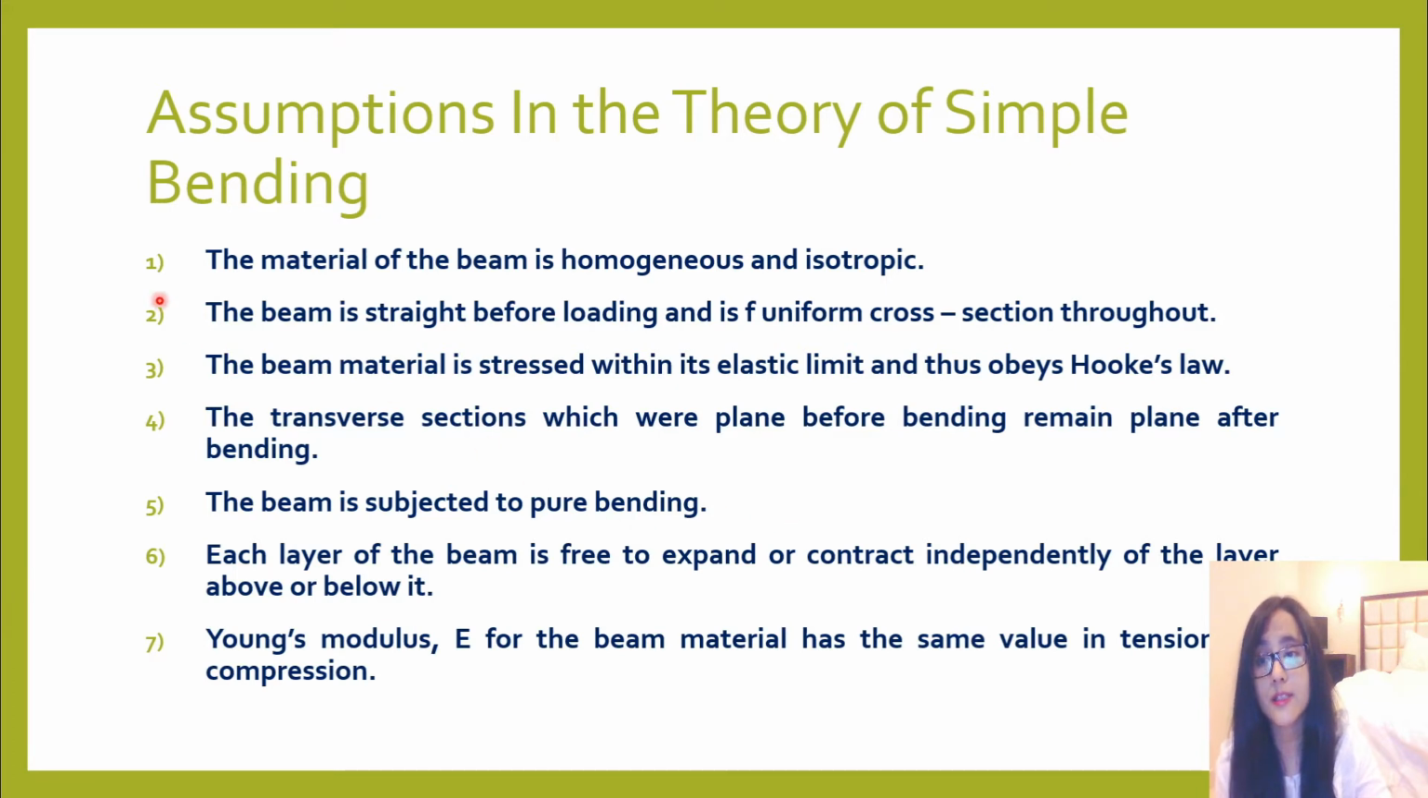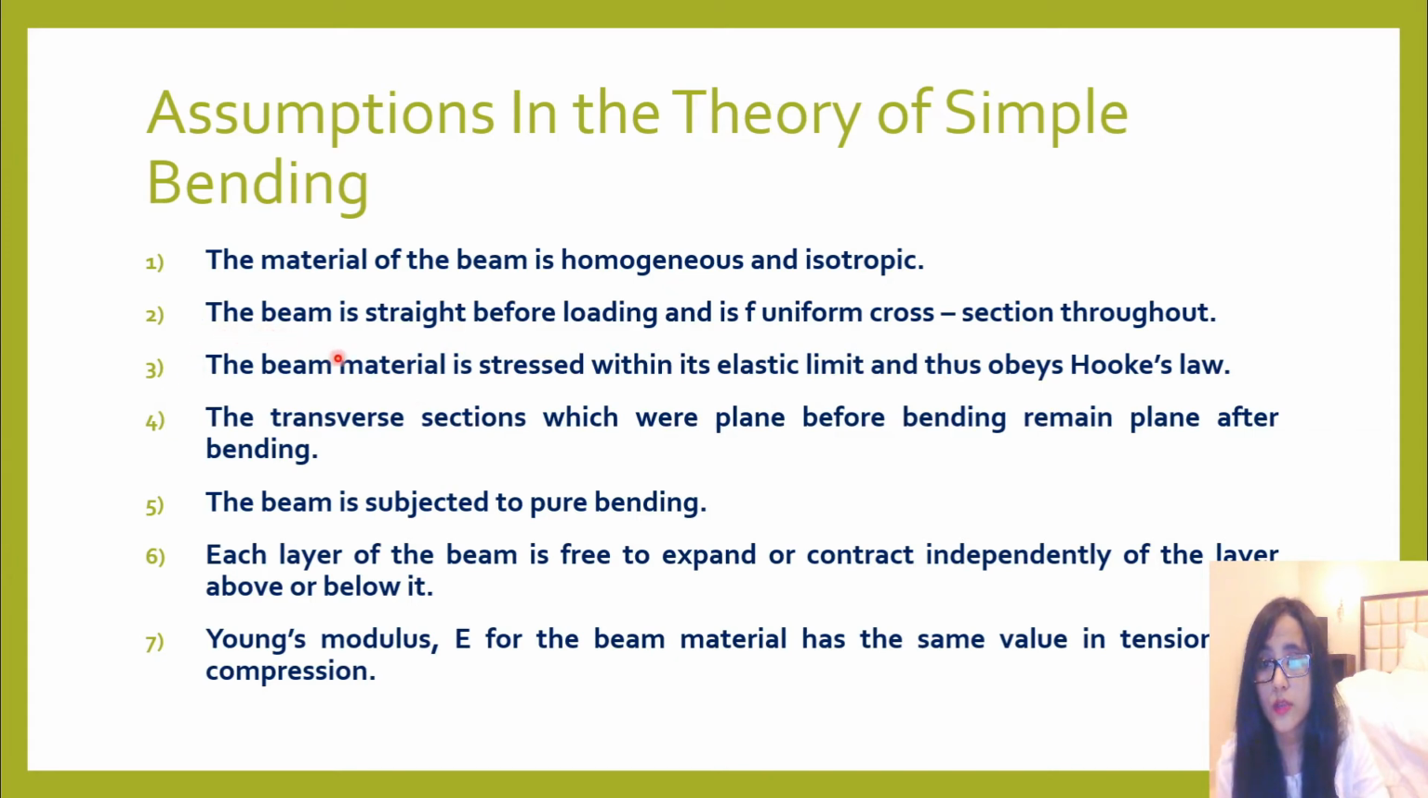So practically there are 7 assumptions here. The first one says the material of the beam is homogeneous and isotropic. This is simple to understand. It means that जो beam का material है, it should be homogeneous and isotropic. Homogeneous means it should be made out of the same material.